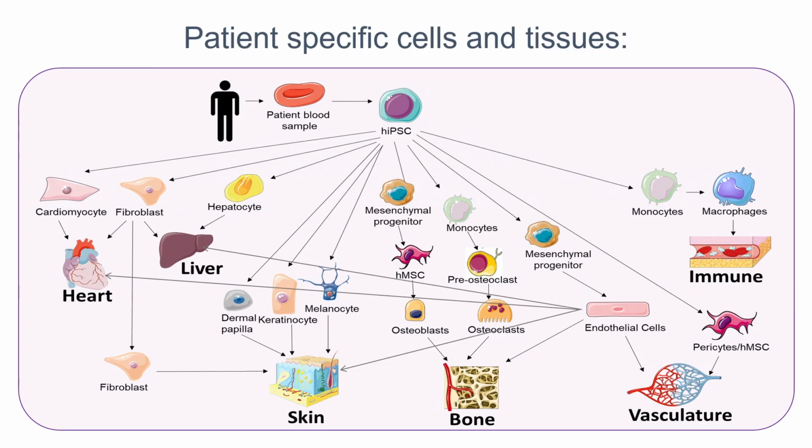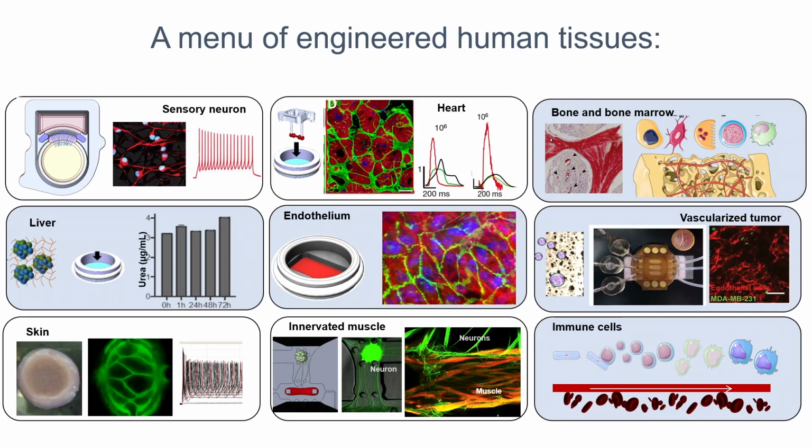And then you can imagine that this also opens the door to studies of biological diversity. We are all different from each other, and introducing sex and age and ethnicity and state of health or disease as an experimental variable is hugely important. So following this paradigm, we can make many different tissue types. Here is just a small subset to illustrate the diversity of these tissues.